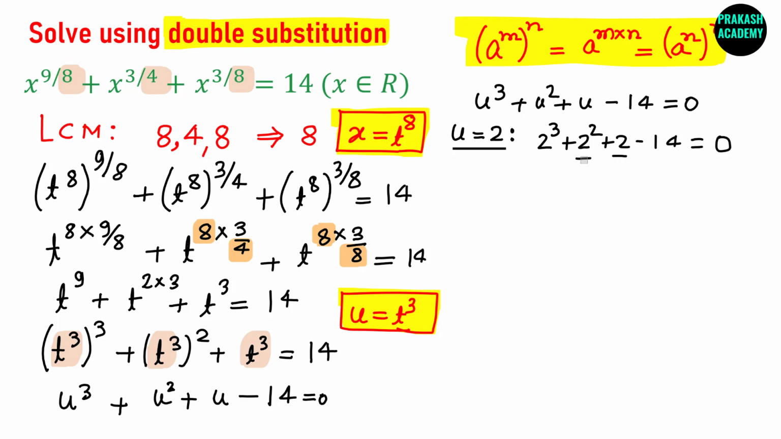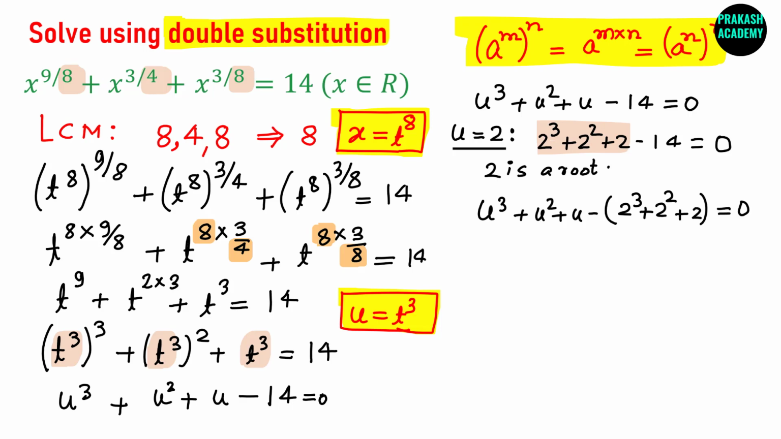This means u is equal to 2 satisfies this equation. So u is equal to 2 is a solution, 2 is a root of this equation. So what I will do is express 14 in terms of 2. That is u cube plus u square plus u, and now 14 can be written as something like this expression. So I can replace 14 with 2 cube plus 2 square plus 2, and this is equal to 0.